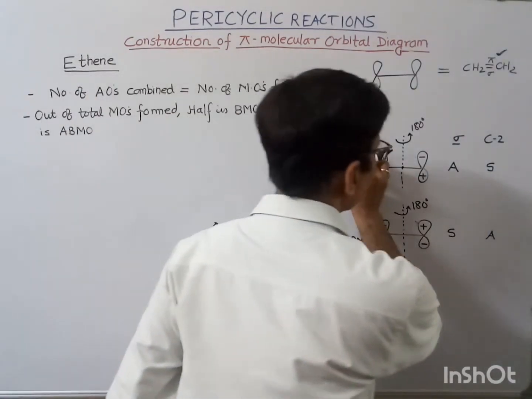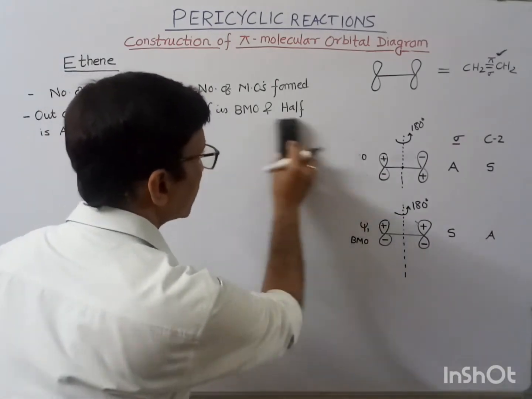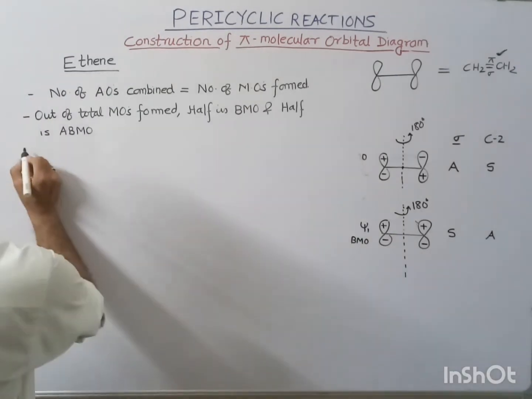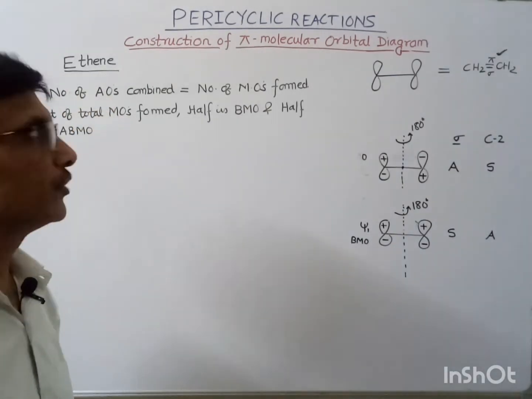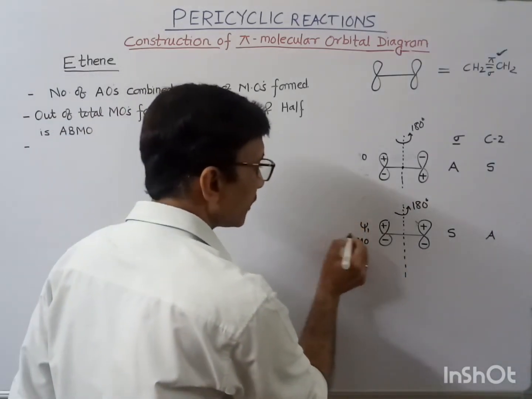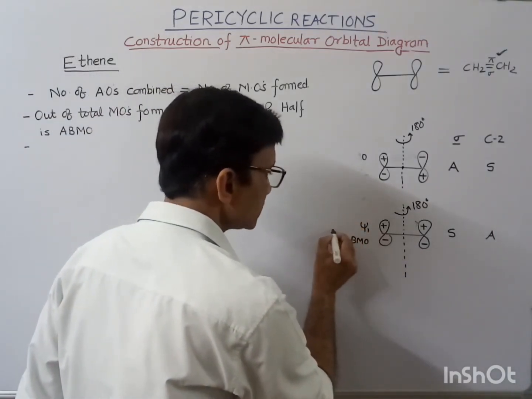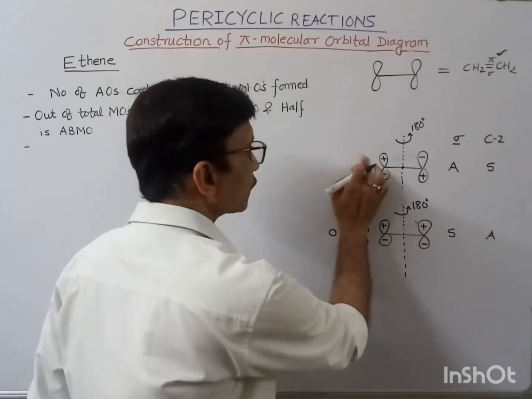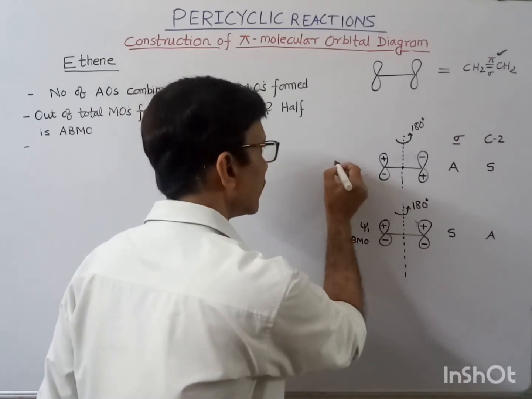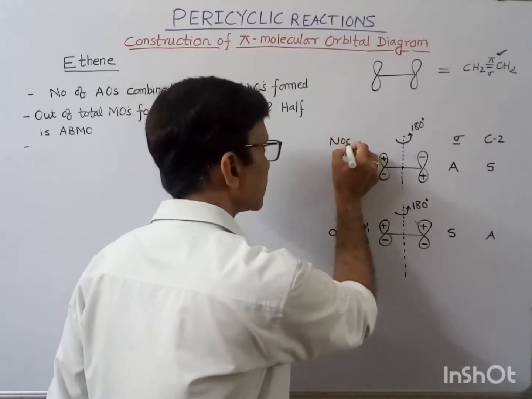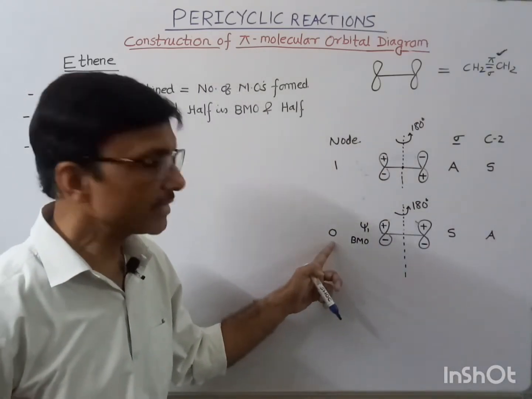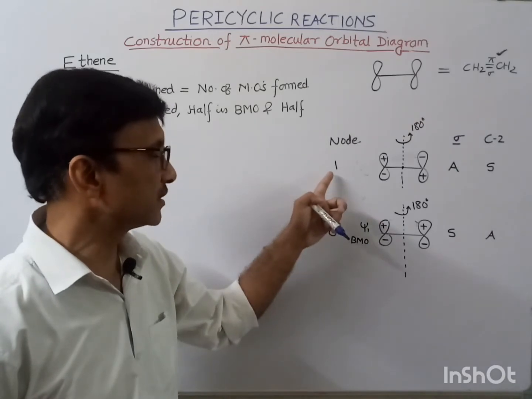Okay. Now, what other rules can we write? What you have seen, these are the two rules when we draw the pi molecular orbital diagram. Another rule I told you: the number of nodes in psi 1 is 0, and the number of nodes in psi 2 is 1. It means psi 1 has 0 nodes, psi 2 has 1 node.